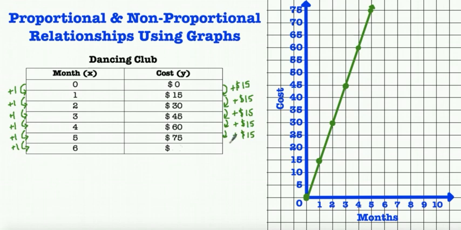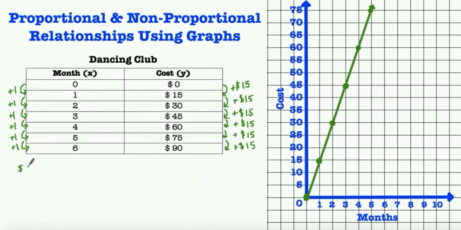And so if we continue this pattern, we could actually figure out how much it would cost for 6 months. It would cost $90 if we added 15 to 75. So here we're increasing by the same amount for our x and for our y. So let's see if this is a proportional relationship.